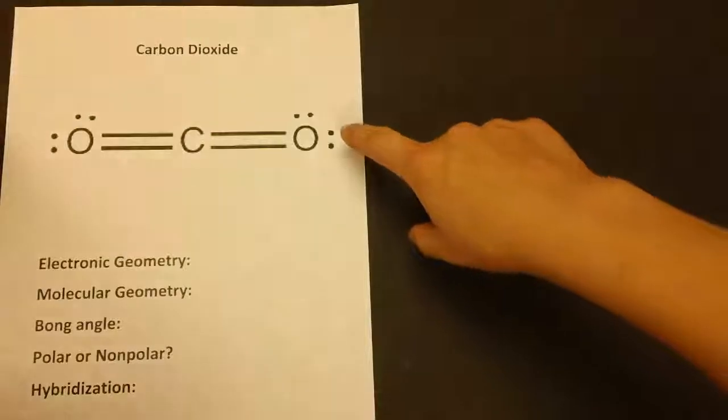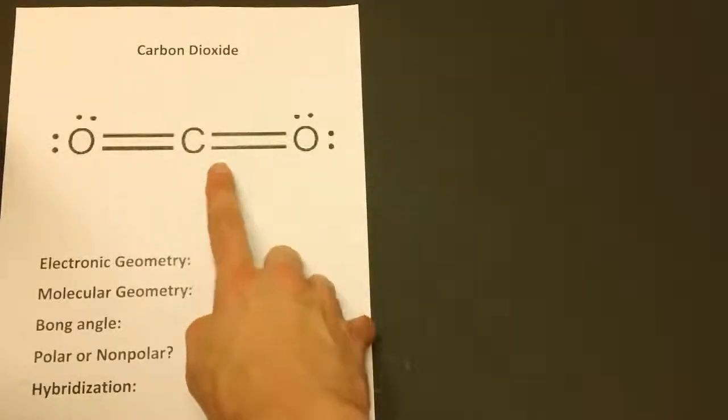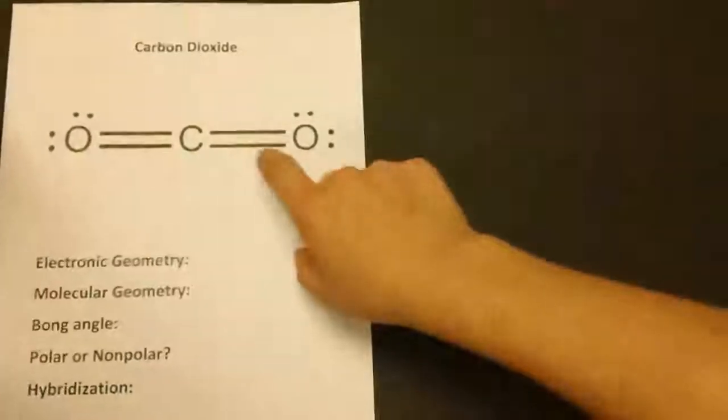Here we have the Lewis electron dot structure of carbon dioxide. What is the electronic geometry of carbon dioxide? Well, to figure this out, what you have to do is look at the central atom. How many electron regions are around that central atom? 2, 1 here and 1 here. Right, because a double bond is one electron region.